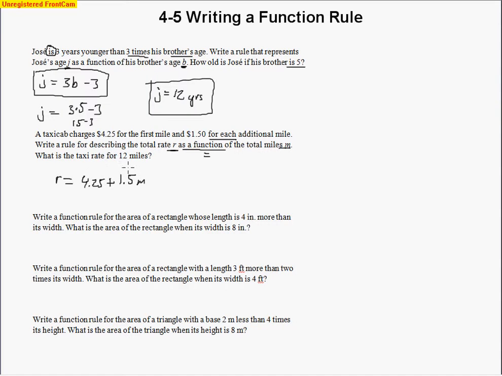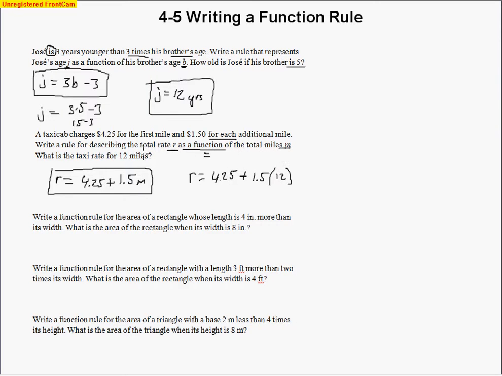And what is the rate after 12 miles? So we've got the first part. That is the formula. Now we're going to go ahead and substitute. So we've got R equals $4.25, and then plus 1.5 times 12. So go ahead and multiply there. And so we've got for each additional mile. Let me check that real quick.